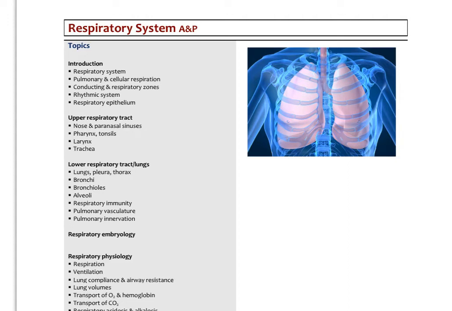Okay, in this video we're going to look at the lower respiratory tract. So we'll look at the lungs, the pleura and the thorax, and all the air conducting zone: the bronchi, bronchioles, alveoli. We'll talk a bit about respiratory immunity, the blood vessels to the lungs, the nerves that innervate the lungs, and then say a bit about the embryologic development of the lungs.